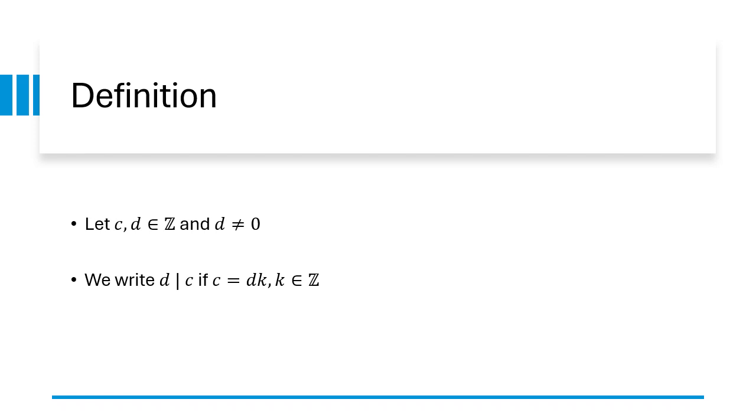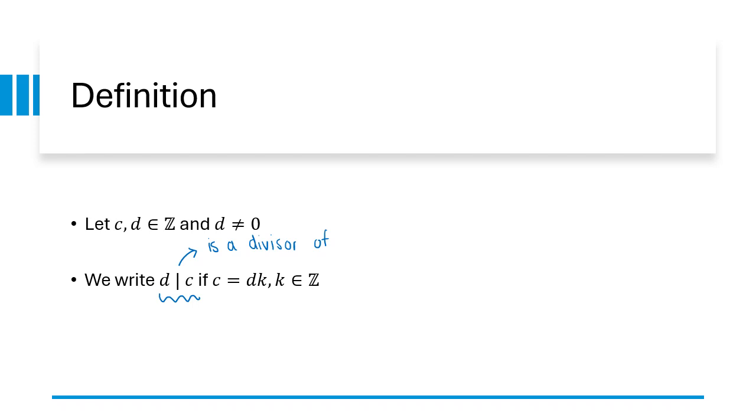Here's the formal definition that we are going to use in the video. If we have any two integers, let's say C and D, and we say that D is not equal to 0, because remember we don't want to divide by 0 ever, we can write that D is a divisor of C if C is equal to DK. What does this mean? Well, first of all, D | C. This is the notation we use. That vertical bar reads "is a divisor of."